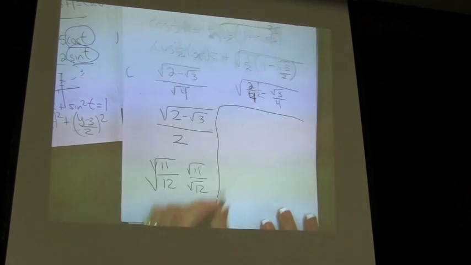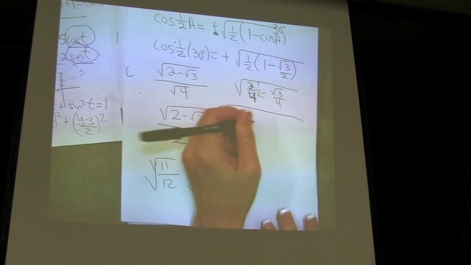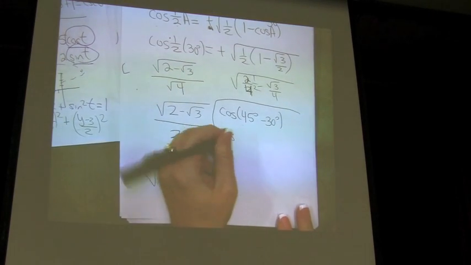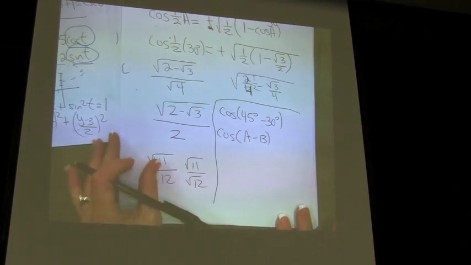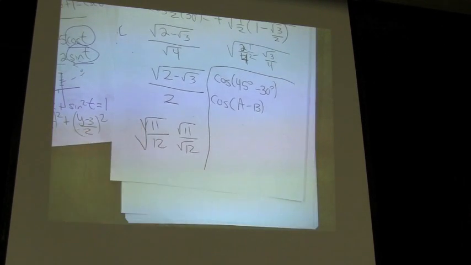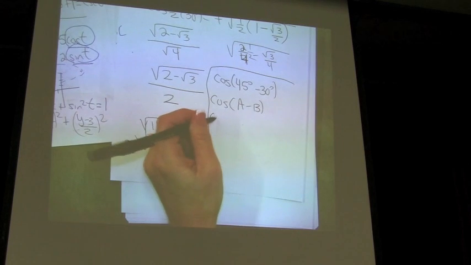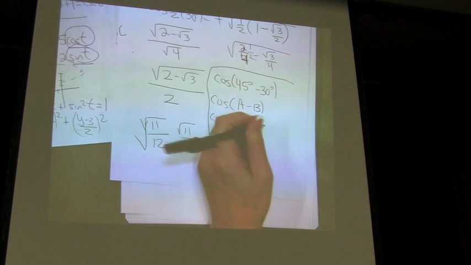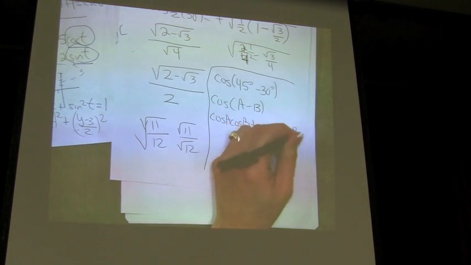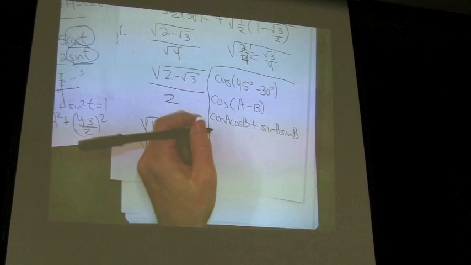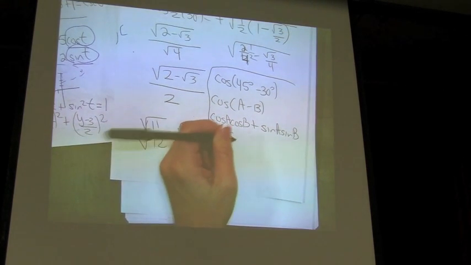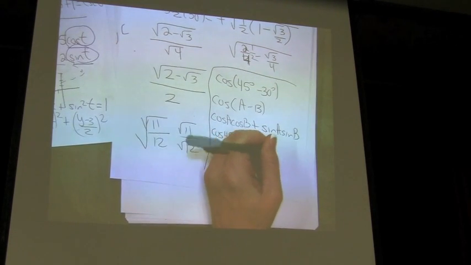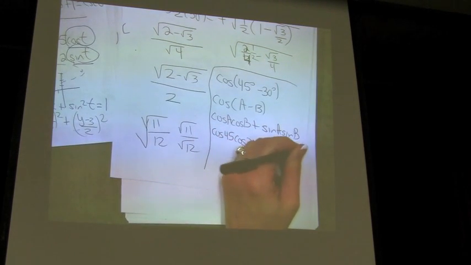Now I could do the exact same problem using cosine of 45 degrees minus 30 and basically use the formula for cosine of A minus B. What's the formula for cosine of A minus B? Cosine A, cosine B, plus sine A, sine B. So that's cosine of 45, cosine of 30, plus sine of 45, sine of 30.